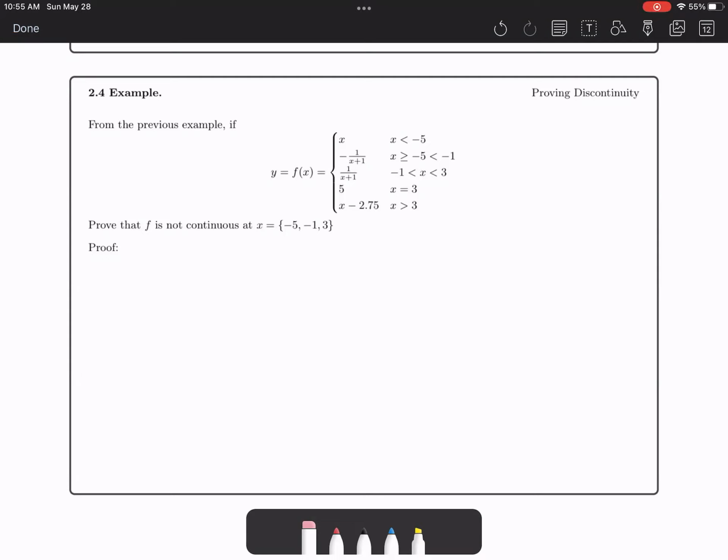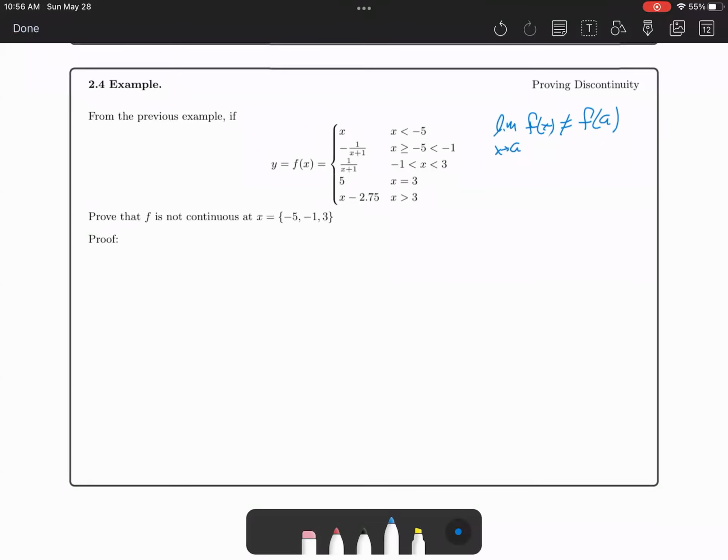So in order to show that a function is not continuous, we just need to show that the definition of continuity is not met. Right, we need to show that the limit as x approaches some point A does not equal the function at A. And this could be true for a lot of different reasons. The function could not exist at A, the limit could not exist at A, or they could both exist, but they're just not equal to each other. Any of these reasons would give us a discontinuity.